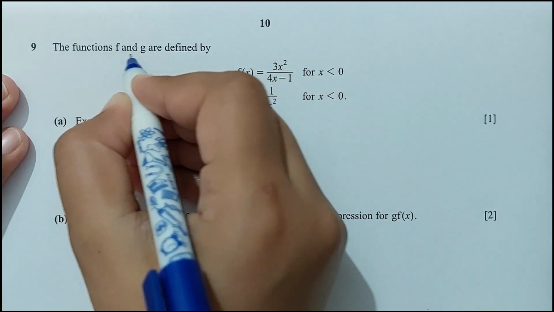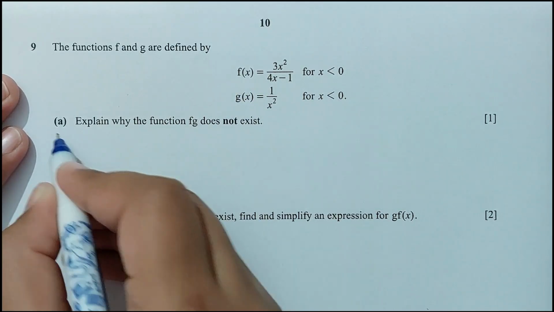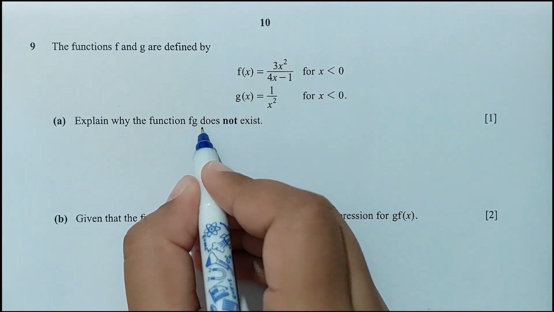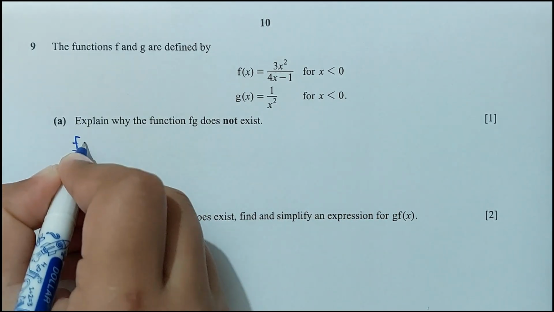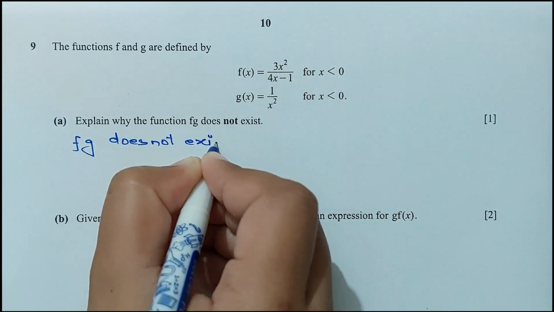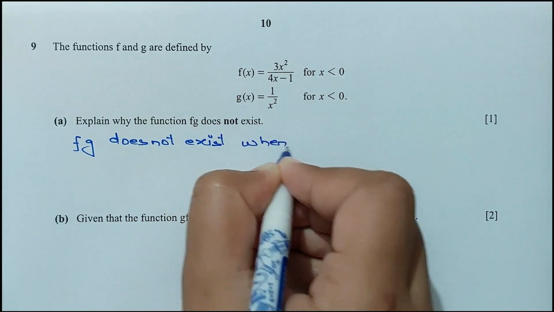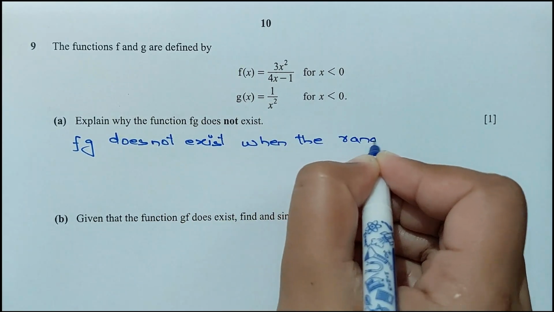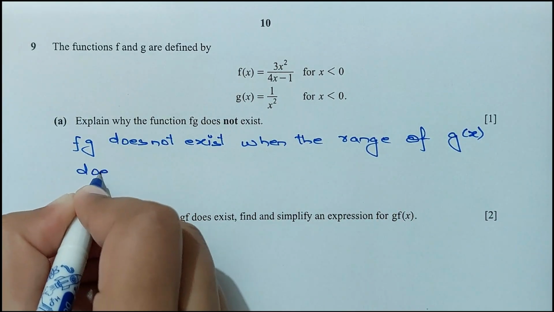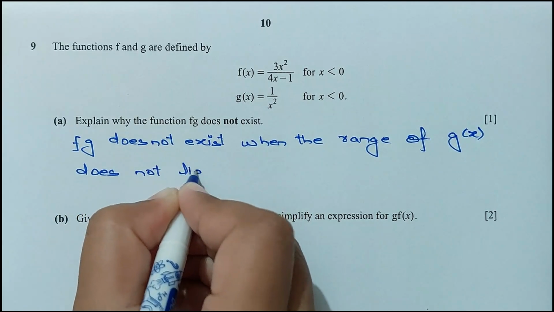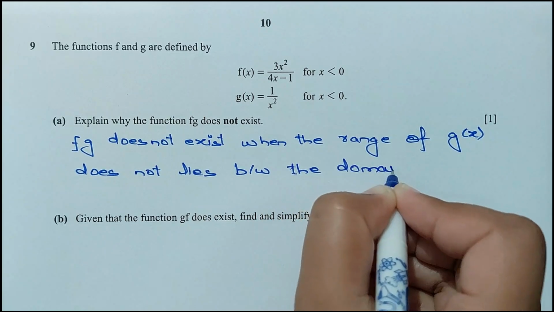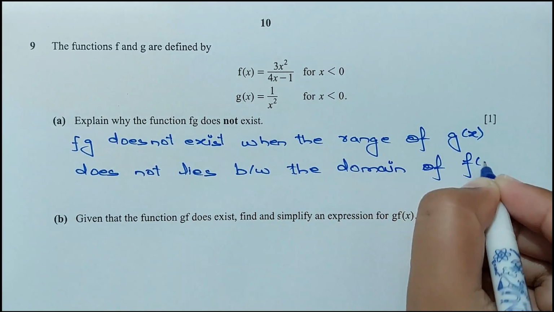Question number 9. The functions f and g are defined by f of x and g of x. Part A: explain why the composite function f composition g does not exist. Okay, so f of g does not exist when the range of the inner function, which is g of x, does not lie within the domain of the outer function, which is f of x.